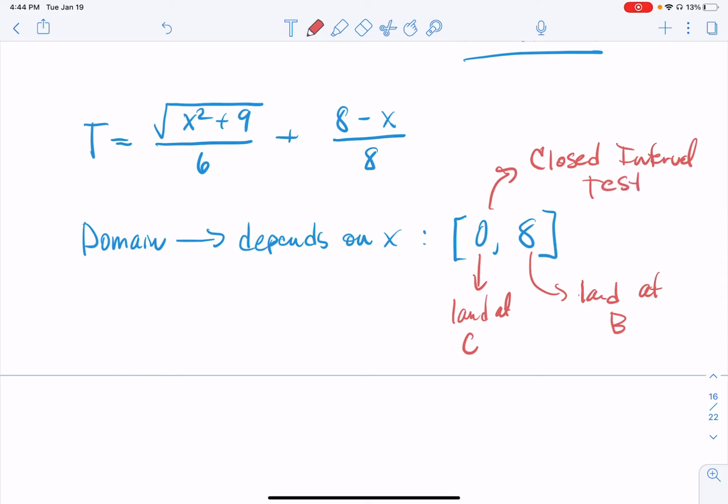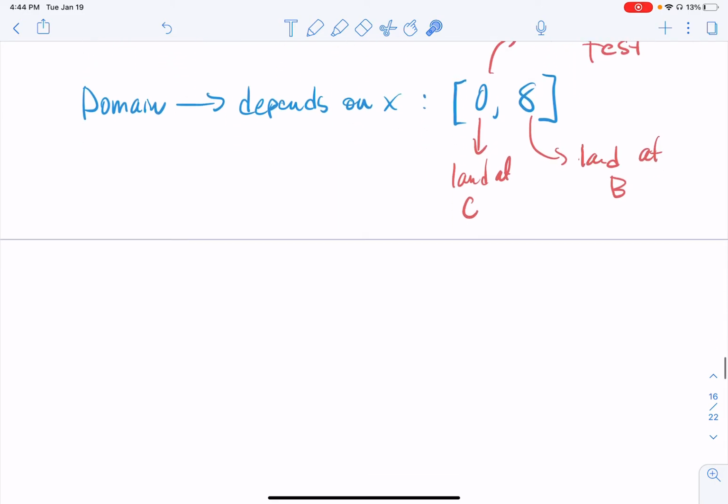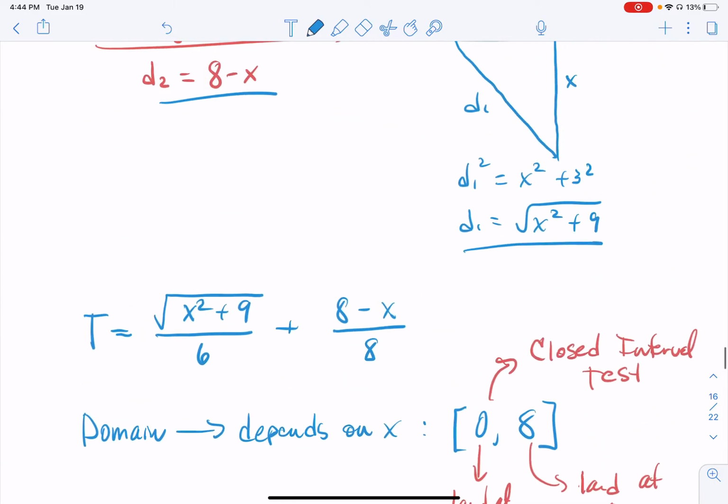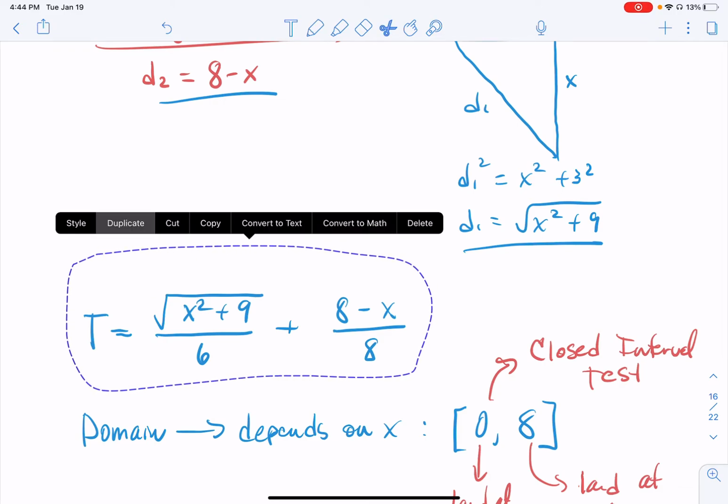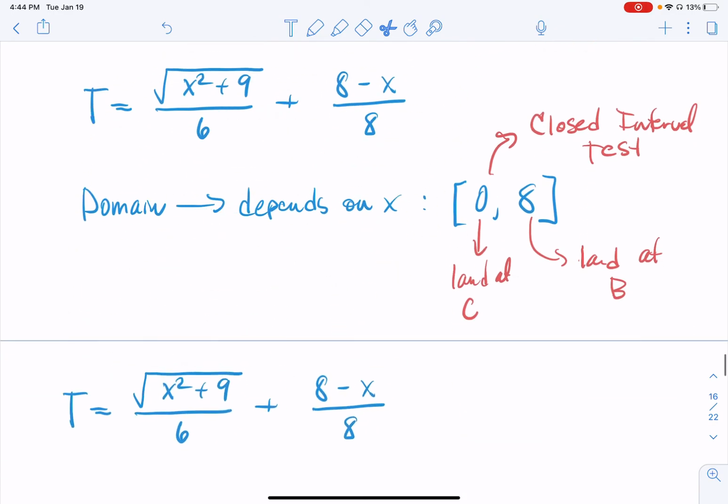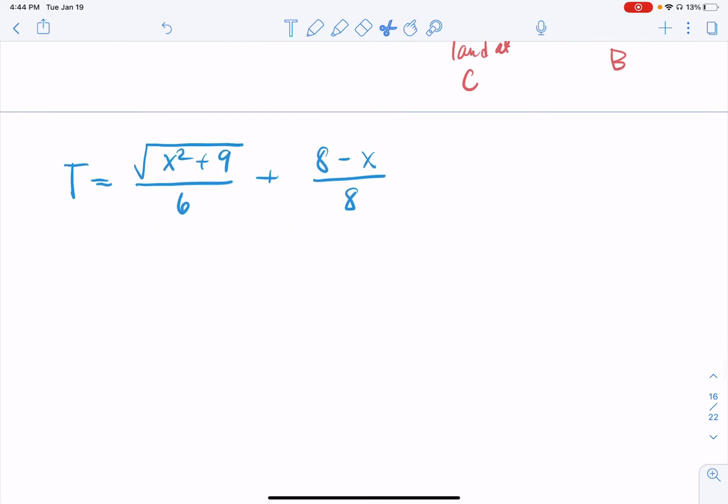To begin the closed interval test, we need some candidates. And remember that the candidates for the closed interval test include your two endpoints and any critical values that occur in between there. Right? So to find the critical numbers, we're just going to take the derivative of our time equation. Let me just copy and paste this thing. Duplicate. And then just move this guy down here. Okay. And then probably think of that square root instead like this to the 1/2 power. Okay. All right, let's take its derivative.